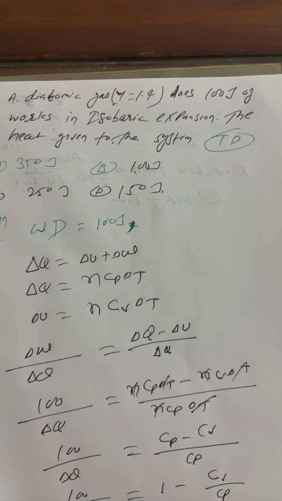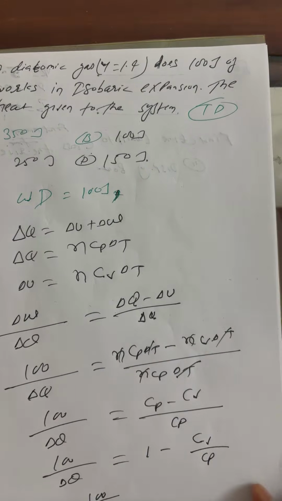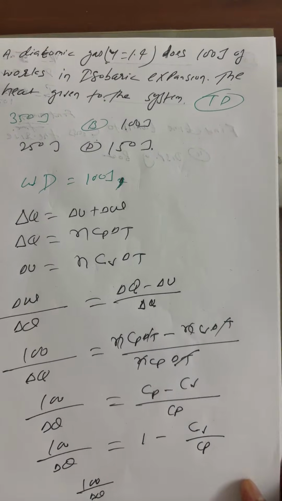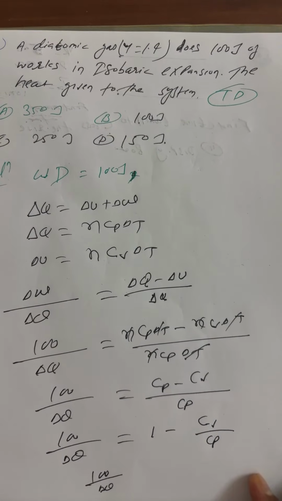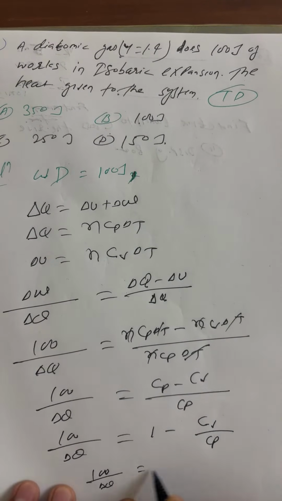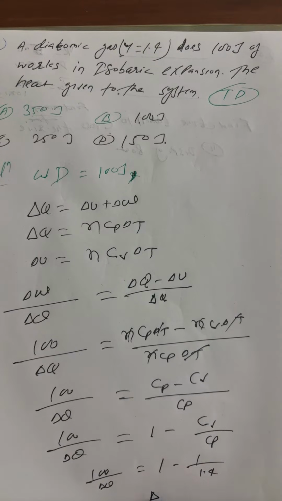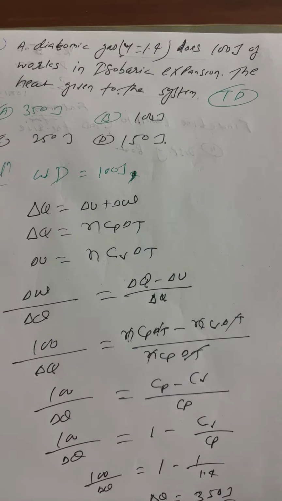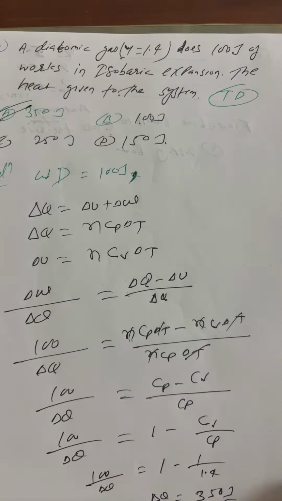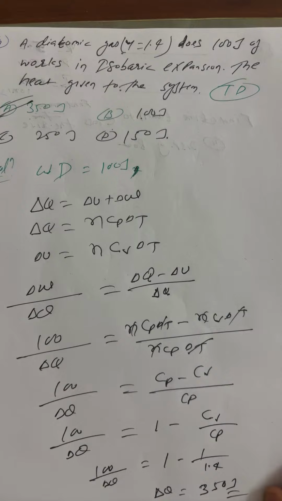So 100 upon delta Q is equal to 1 minus 1 by 1.4, which is (1.4 minus 1) by 1.4, that is 0.4 by 1.4. Further you can solve here, and you will get delta Q as 350 joule. Hence, option first is correct, my dear.